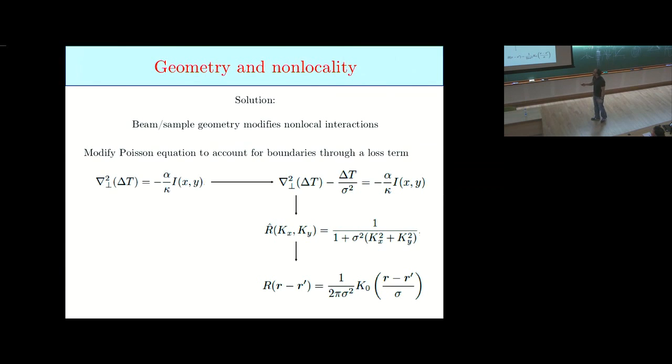Well, the solution is indeed that there's an interplay between the geometry and the non-locality. So we definitely know that the sample geometry will modify your non-local length. This is simply because when you solve the heat equation, if you solve it numerically, you have to explicitly put in the boundary conditions. And then you have to decide what the boundary conditions are. So do I put the delta T equal to 0 at the boundary, or there are various choices you can make.